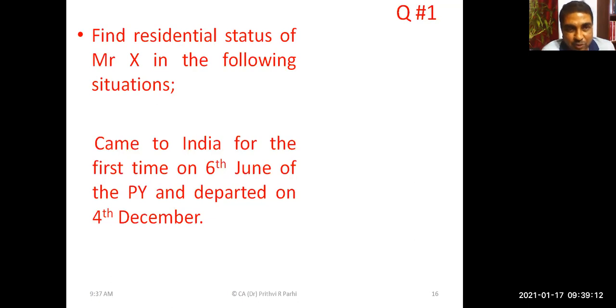2020 and 2021. Here we are talking about Mr. X, meaning he's an individual. He came to India for the first time on 6th June. That means 6th June of which year? We're talking about 2020. So 6th June 2020 he came and departed on 4th December 2020. What is his residential status? Can you tell me?